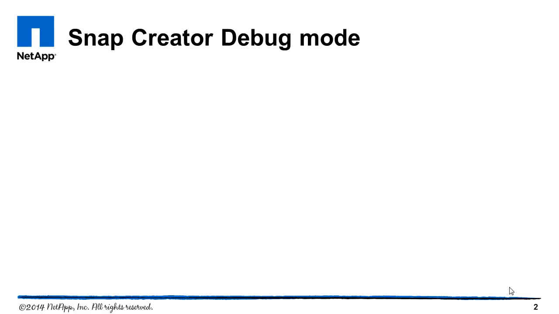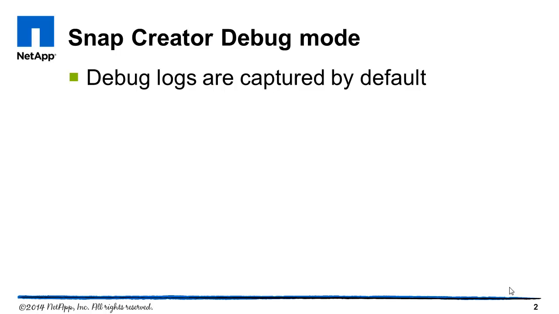We'll refer to this as debug mode, but what you likely really want to do is find a way to get more information and insight as to what Snap Creator is doing. By default, every time you run Snap Creator, we're creating debug log files. The on-screen output is verbose level information, but the debug log information is also there.